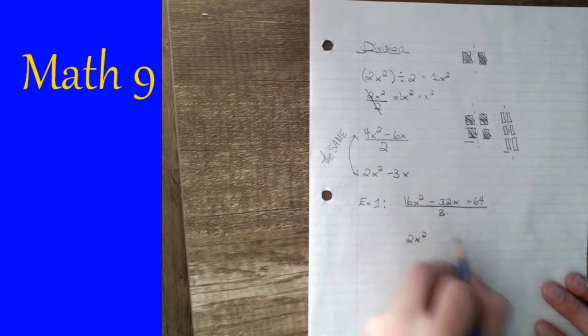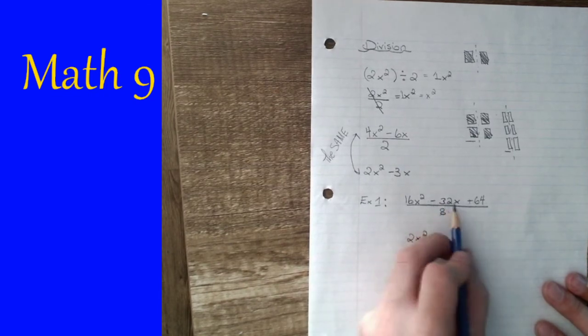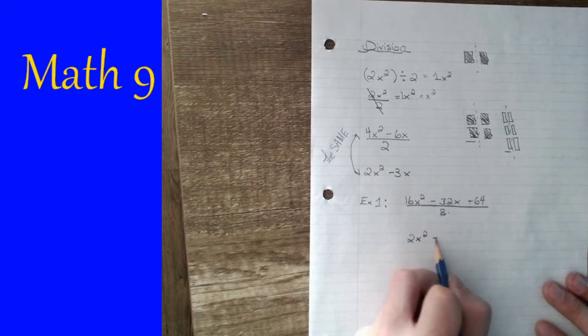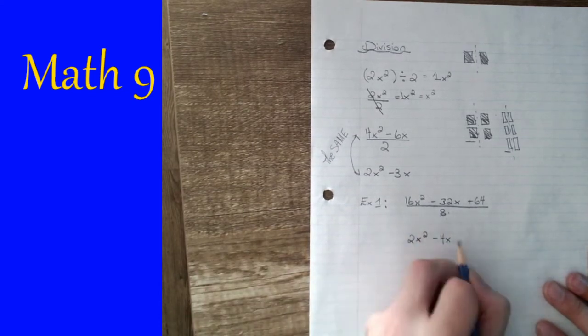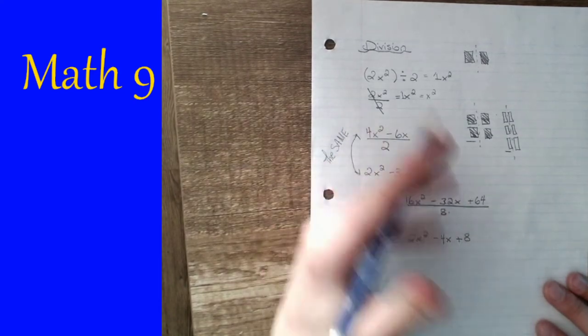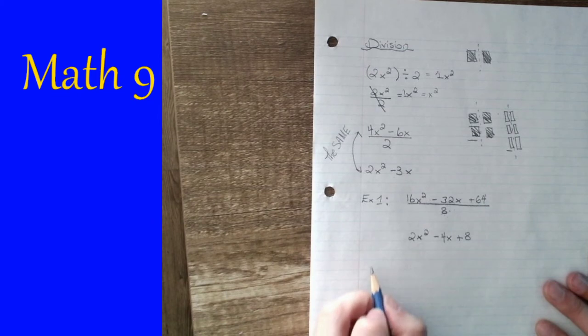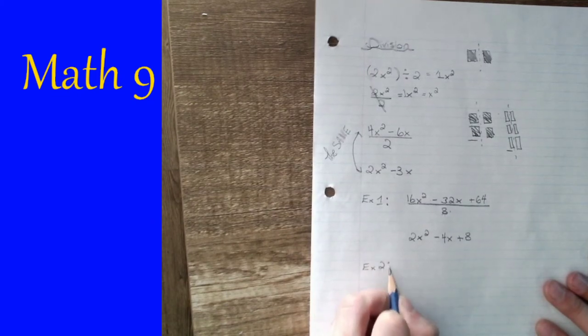32 divided by 8 is 4. It's not 32, it's negative 32. So negative 32 divided by 8 is negative 4. It's x as well. And then 64 divided by 8 is positive 8. And so this is how that simplifies. We'll do one more.